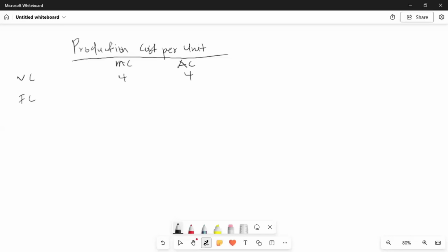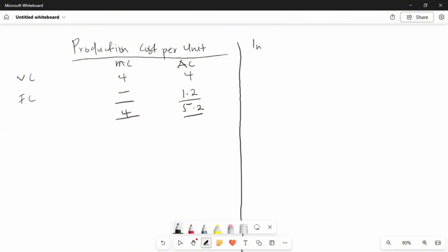You get it? Under marginal costing, we deal with only the variable cost, which means our production cost per unit is 4. So now that you have this, you can start with your work. Let's start with the variable costing.